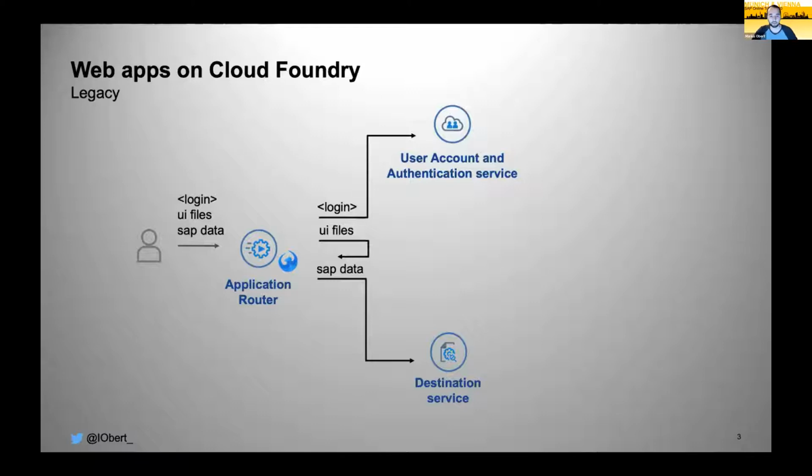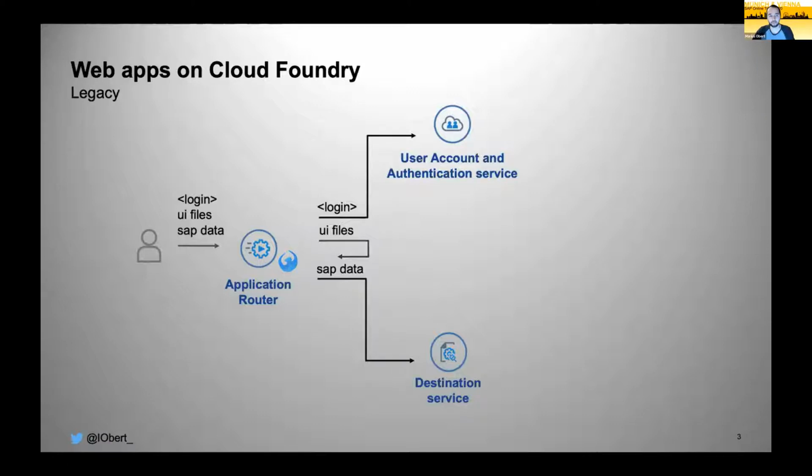And what the application router in that legacy approach did is that it basically redirected all login related traffic to the user account and authentication service in the Cloud Foundry environment. I also call this the UAA service. And UI files were requested directly from an embedded folder in the application router, so they were basically served straight from the app router itself. And the SAP data was requested via the destination service from an on-premise or from a cloud system that is connected to the SAP Cloud Platform. And that was the legacy approach. I would say we used that up until 2 to 3 years ago.